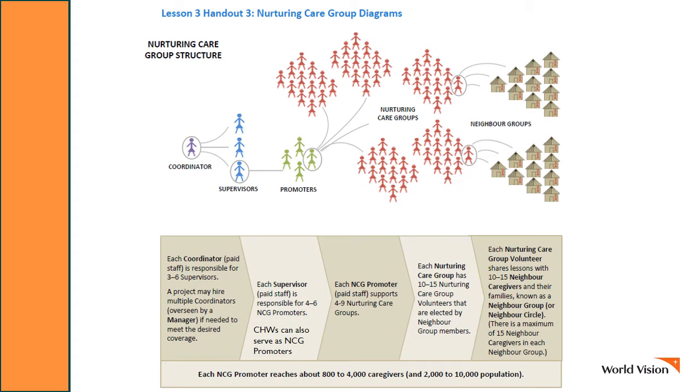Each supervisor is responsible for about 4 to 6 Nurturing Care Group promoters, and in larger projects, you might have a coordinator who is responsible for like 3 to 6 supervisors. A project may hire multiple coordinators overseen by a manager if needed to meet the desired coverage. That would probably normally be done in a grant instead.